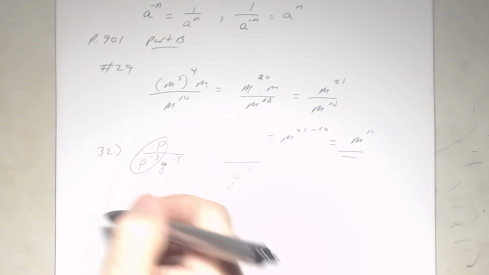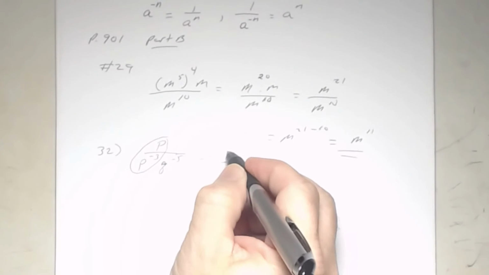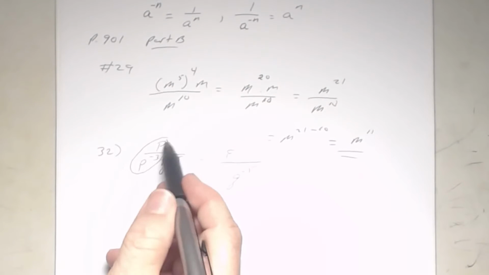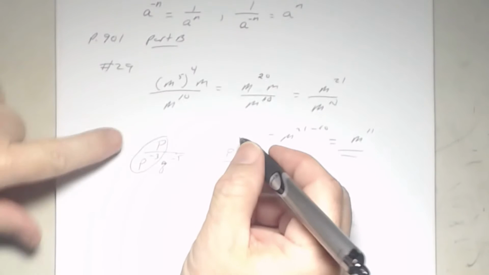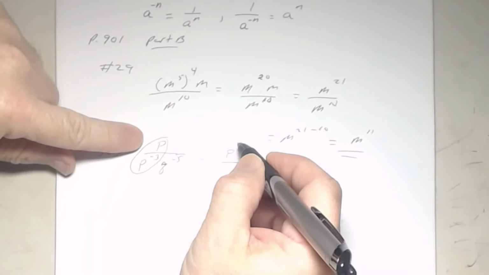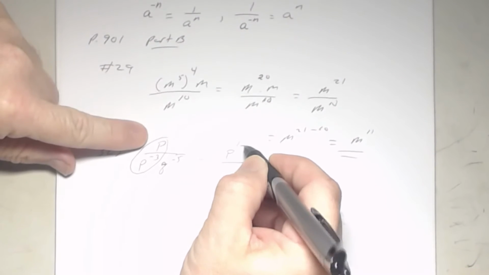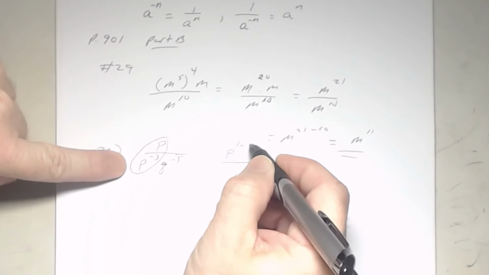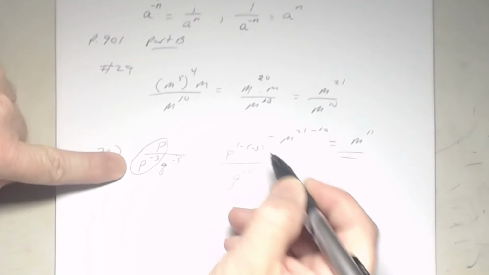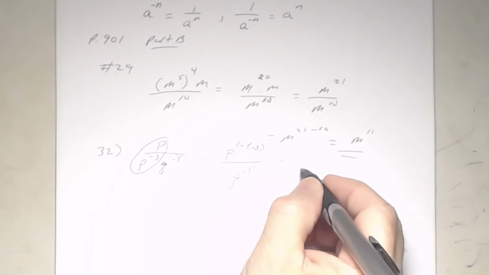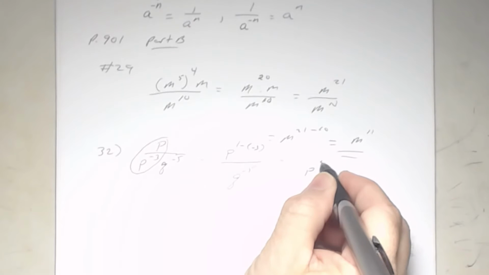Okay, now the quotient rule says that when you divide like bases, you're going to subtract exponents. So be careful. It's going to be the top exponent, which is what? Subtract the bottom exponent, which is what? Negative 3. So that's where I'm at. Now, if you don't remember your signed numbers, use your calculator. What's 1 subtract a negative 3? Not negative 4. Positive 4.